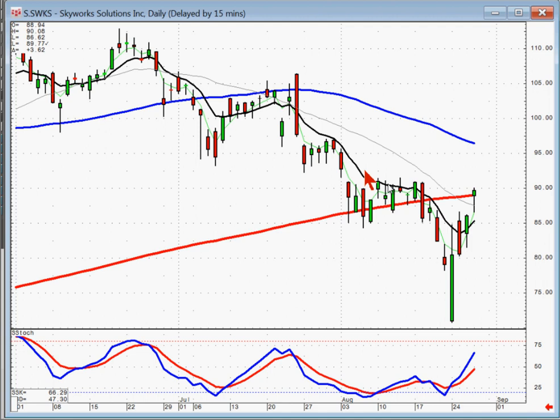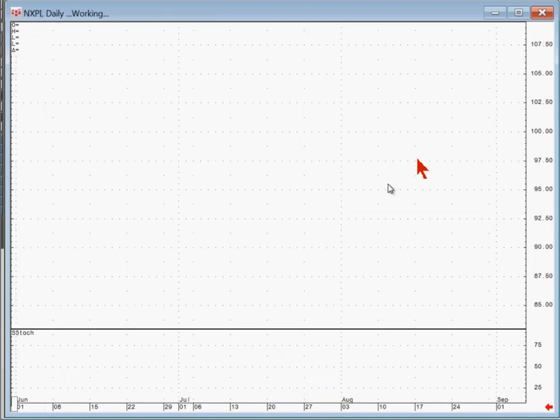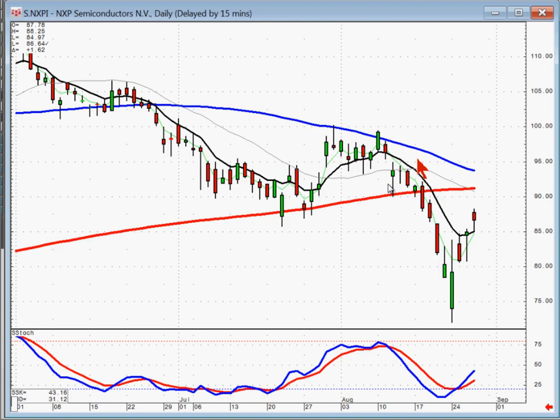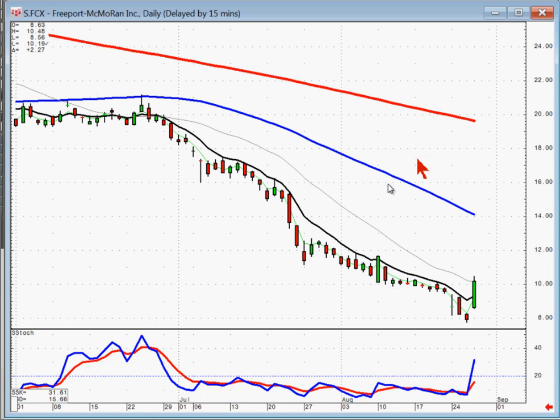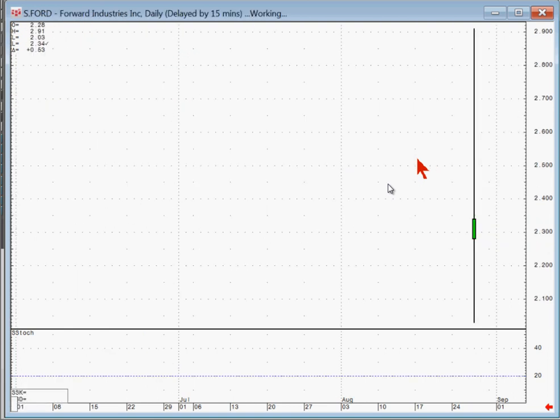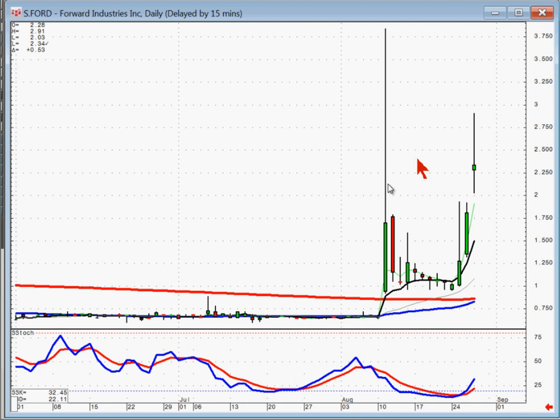SWKS, another one you can buy. After that big belt hold type signal, bullish engulfing. Next target, if it breaks out through this level, is the 50-day moving average. NXPI, this one didn't come back strong after bouncing off the T-line, but you can buy this one on positive trading. FCX we did, that's a good looking chart. You can buy this one on positive trading. Ford Rubber, you can buy this one on a positive open. There's your Doji sandwich potential setup.